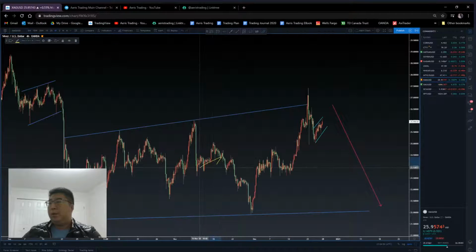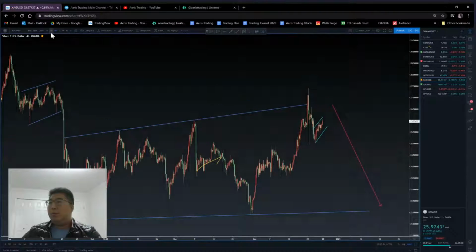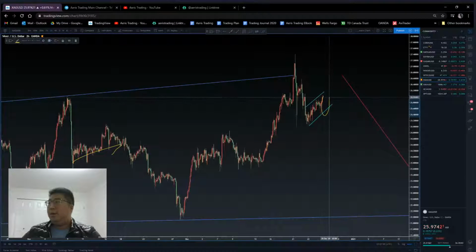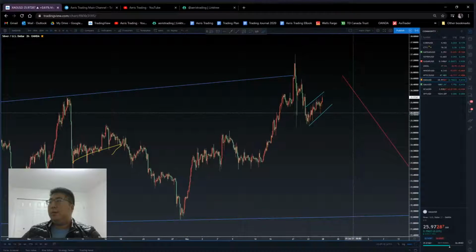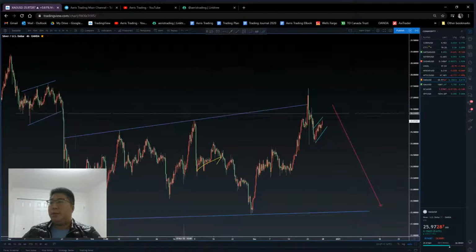You know, similar structure, similar correction, similar length in that sense, right? So looking to see what will happen here. Is it going to just continue to develop some sort of flag, some sort of channel? Don't jump into it. Wait for a completion of this structure here, and then look for the downside afterwards. So that's certainly one I'm looking at for this week as well.